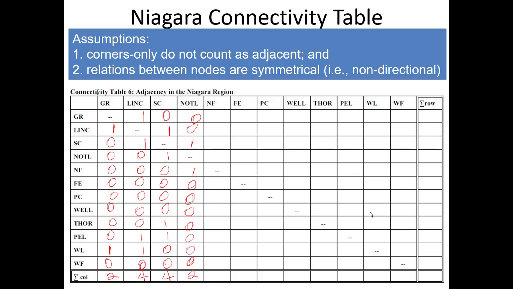We go to Niagara Falls, and I'm working through this tediously just so you can see how the table gets filled out. So Niagara Falls, is it connected to Grimsby? Nope, they're on opposite sides of the map. It's supposed to be a 0, not a 6. Make that a 0, okay. Does Niagara Falls border Lincoln? Nope. Does Niagara Falls border St. Catharines? Nope, because we are not counting diagonals. Does Niagara Falls border Niagara-on-the-Lake? Yes. So that's a 1.